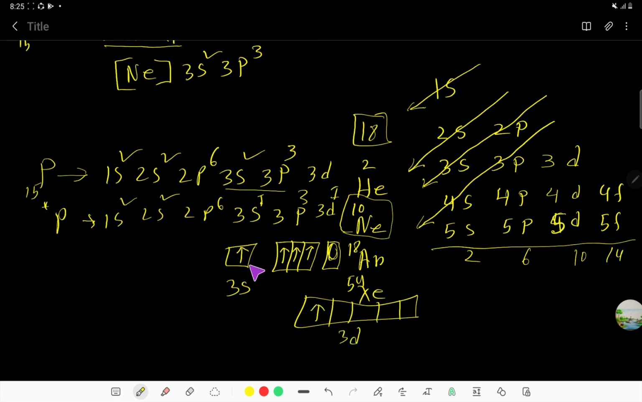In excited state, one electron from 3s will go to 3d. In excited state, we'll get 1, 2, 3, 4, 5 unpaired electrons, right? But in ground state, we have 3 unpaired electrons.